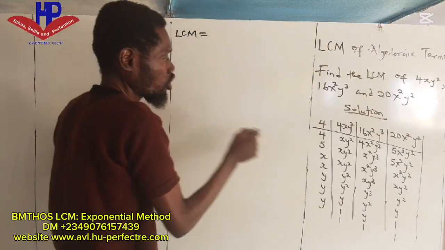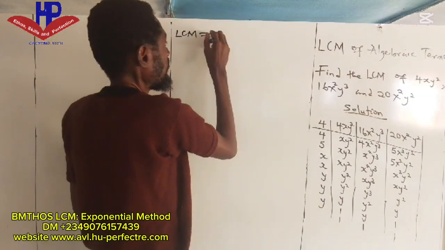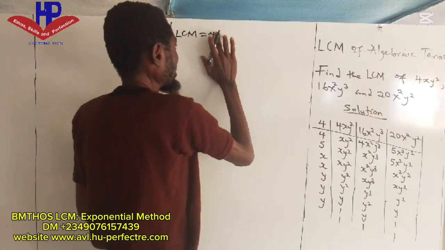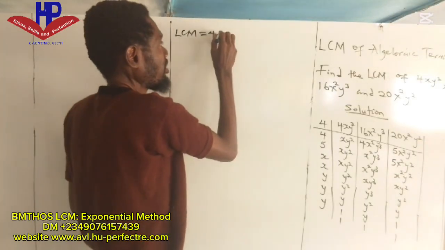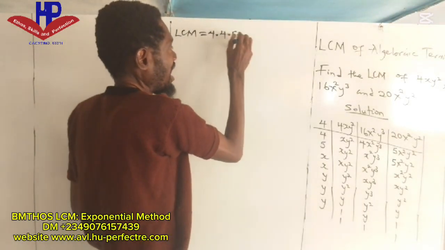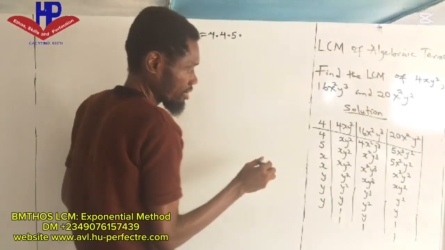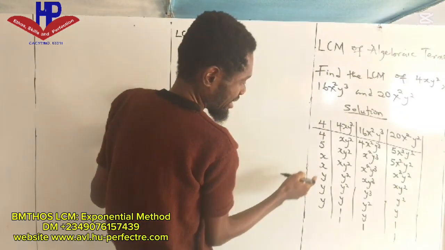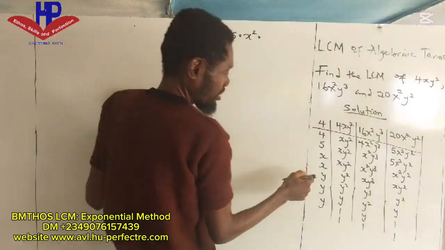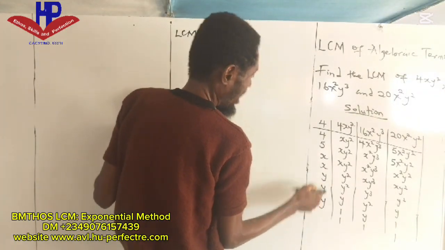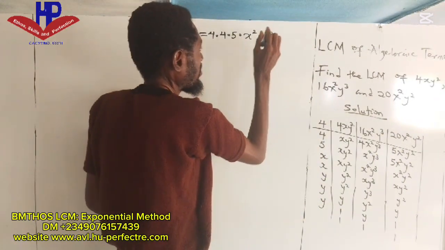LCM will be equal to multiply the factors. 4 times, let me use dot as times. I'm using dot as times. 4 times 4 times 5 times x times x, there are 2x here, x to the power 2 times y times y times y, which is y to the power 3.